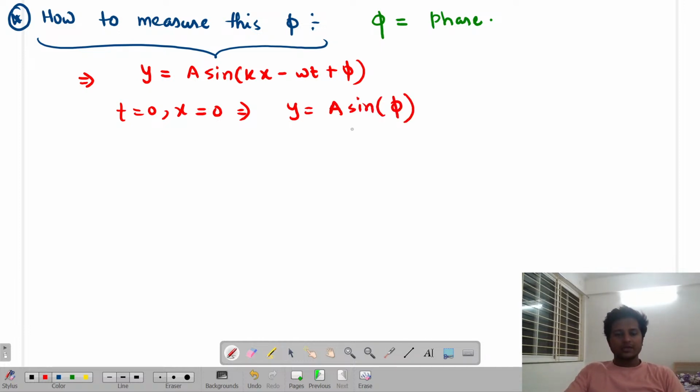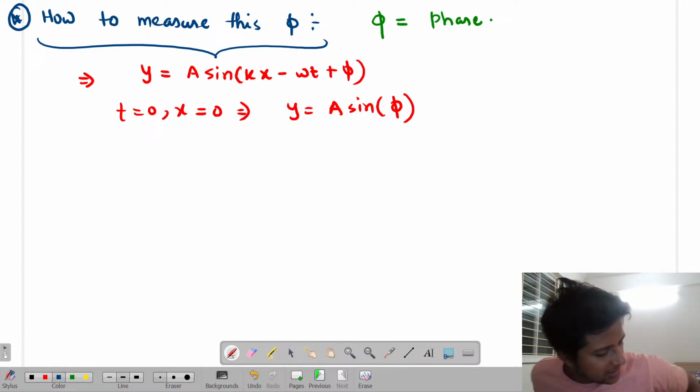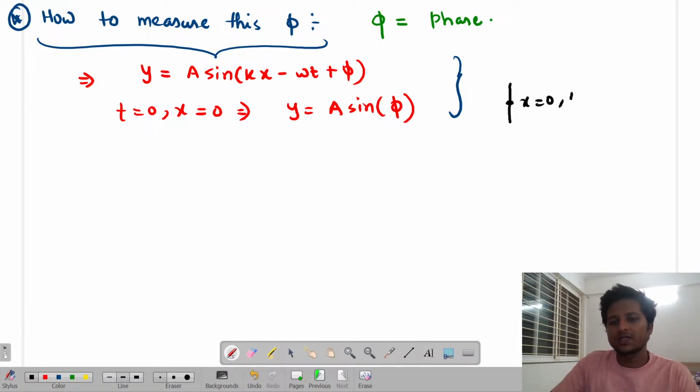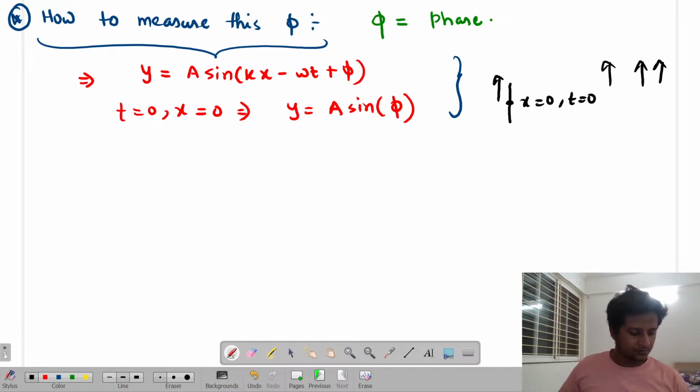Means, what is this phi? Our SHM can be started at any kind of time or not. The point is simple: let's suppose the source does not start from x equal to 0, t equal to 0, then what will happen? Whatever initial gap is present in the source itself will also appear in these particles over here, isn't it?